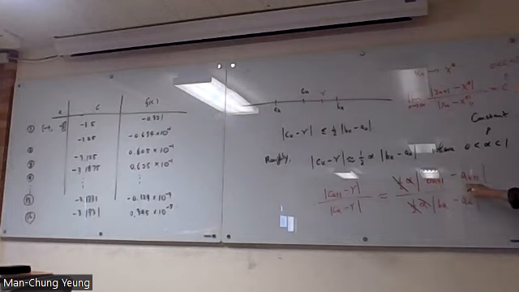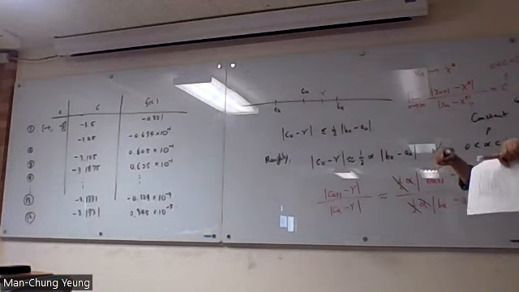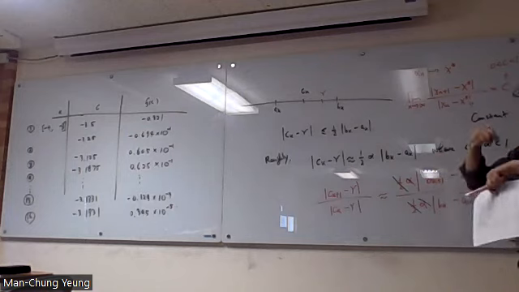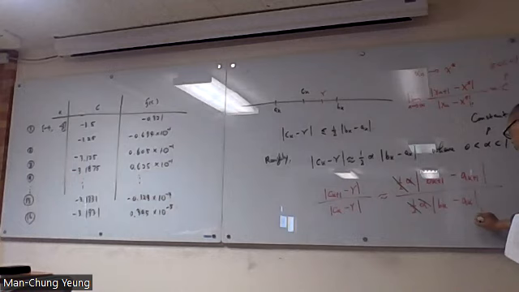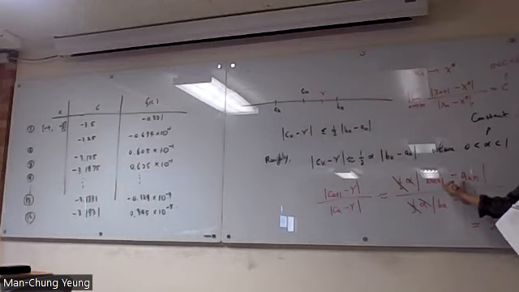BK+1 minus AK+1 is the length of the interval in the next step. Every step we cut the interval in half, so this quotient should be 1/2. Yeah, 1/2. The length of the interval in the next step is 1/2 of the length of the interval in the current step.